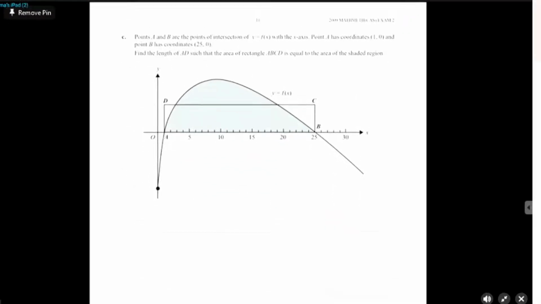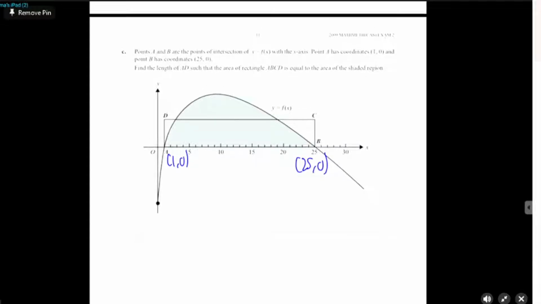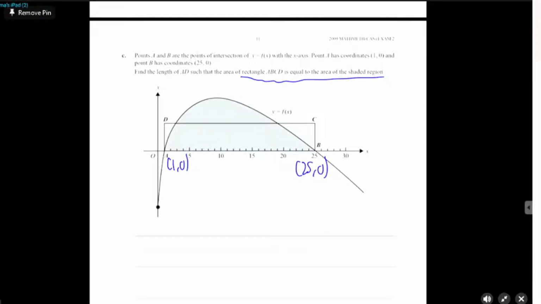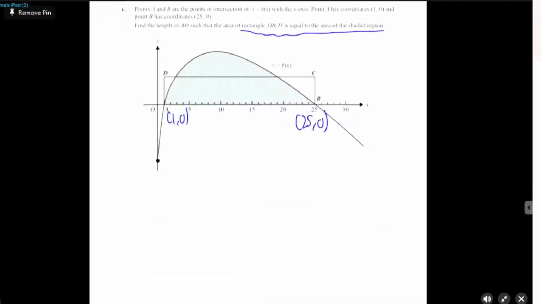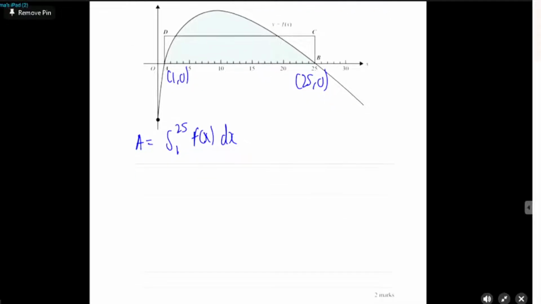And then question C. A has coordinates 1, 0. B has coordinates 25, 0. Find the length AD such that the area of rectangle ABCD is equal to the area of the shaded region. So first, to do this, you need to figure out what the area of the shaded region is. So the area of the shaded region is from 1 to 25, integrating fx dx. When you solve that, you get 64 units, 64.